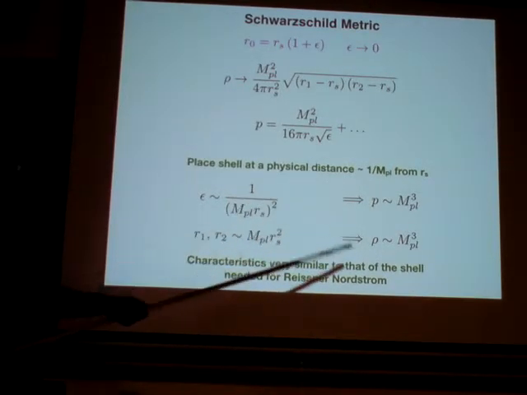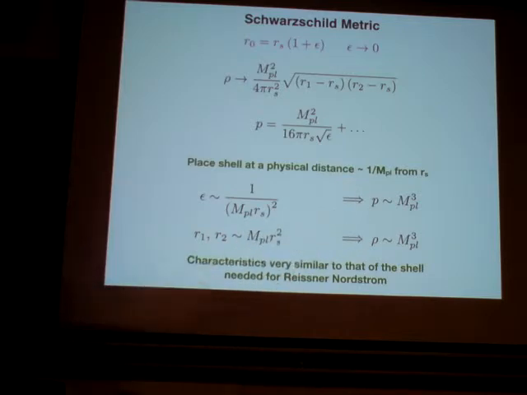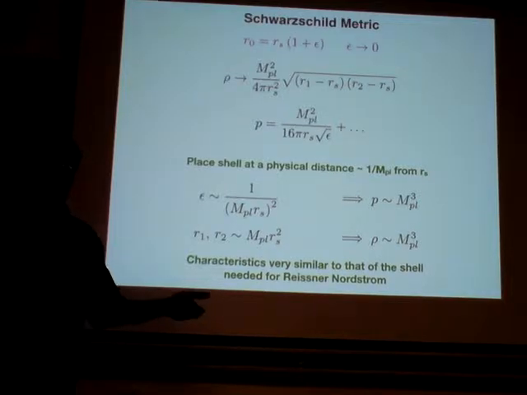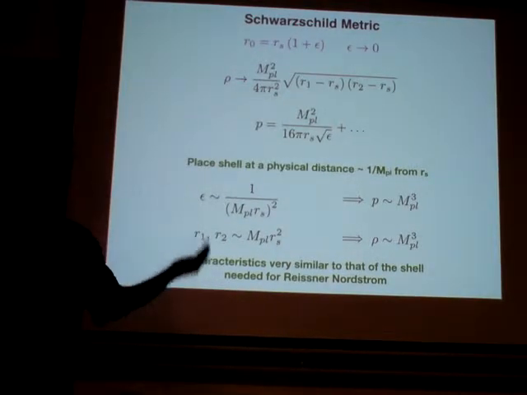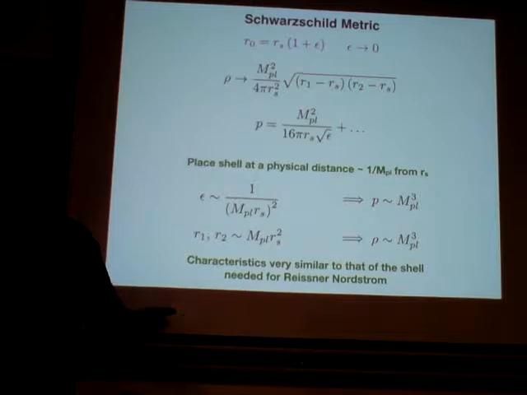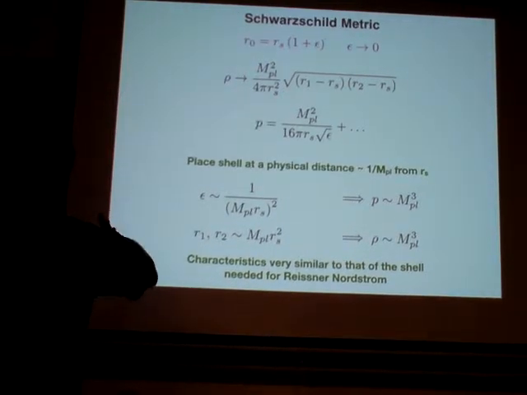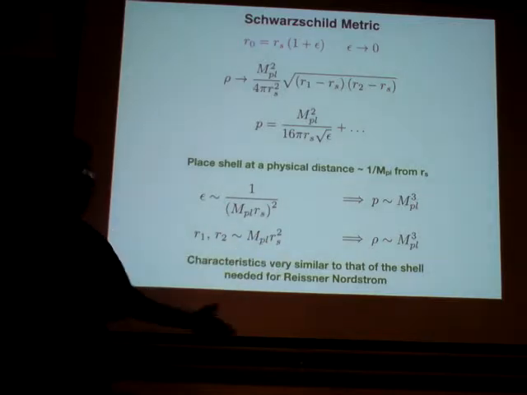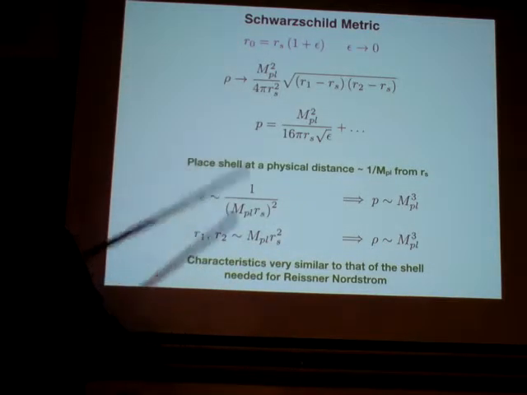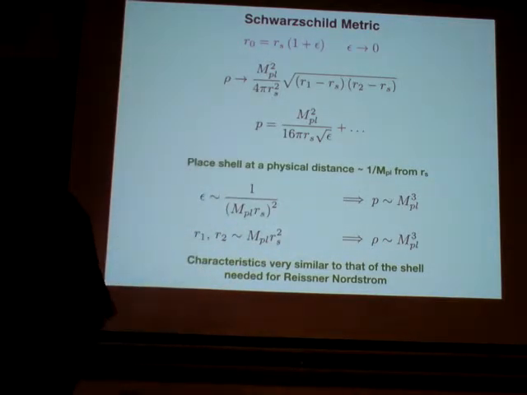So if you look at the shell, the characteristics of the shell are very similar to the kinds of shell that I needed for the Reissner-Nordstrom case. And that to me is interesting because in the Reissner-Nordstrom case, there is no black hole evaporation, Hawking radiation, none of that stuff. There's a plausible way to solve that problem, and shells of a very similar sort also seem to be what you would need to get a firewall at the black hole event horizon as well.